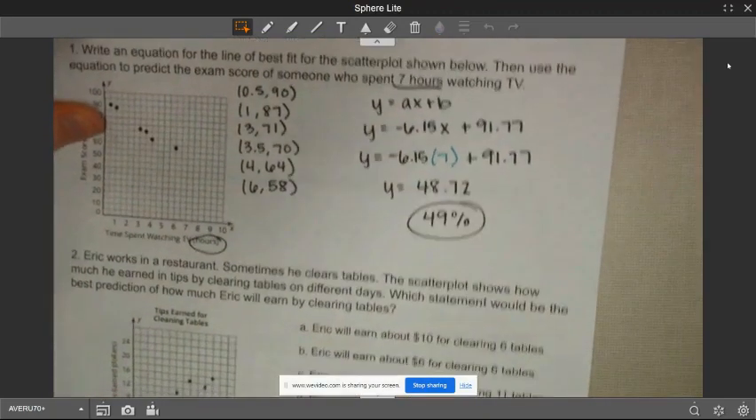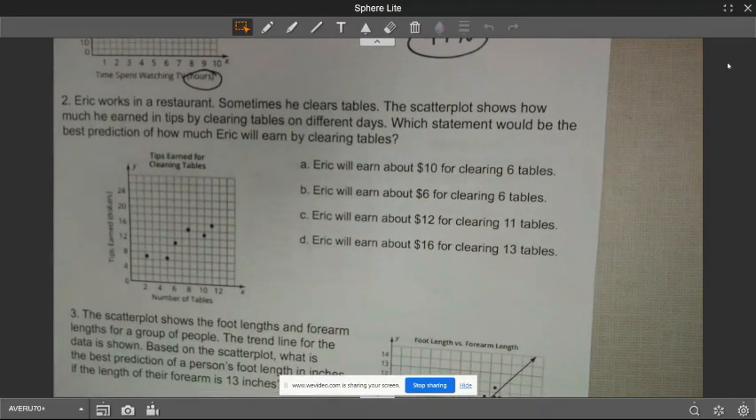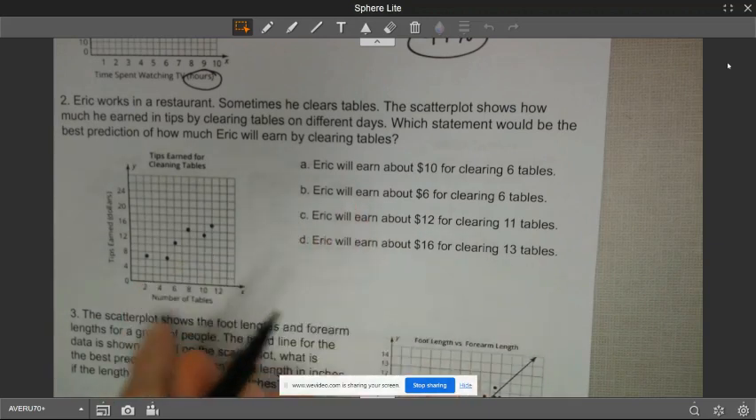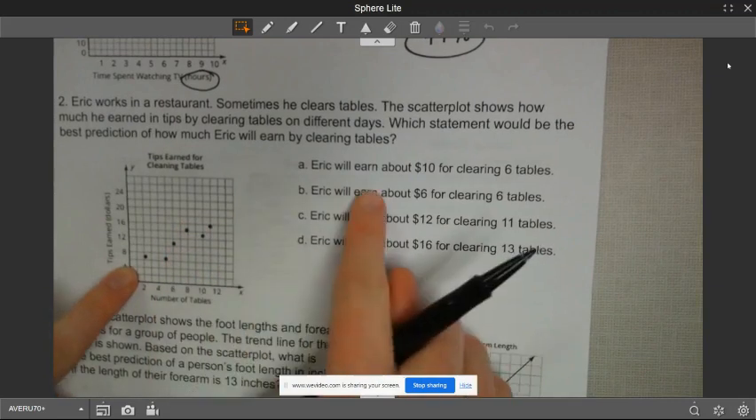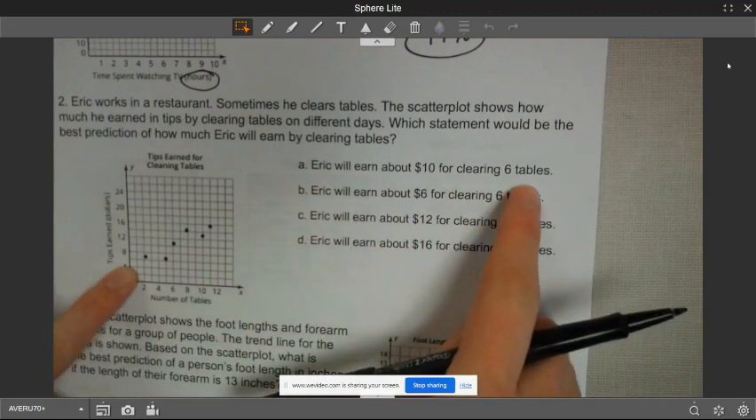All right, our second question here, it says Eric works in a restaurant. Sometimes he clears tables. The scatter plot shows how much he earned in tips by clearing tables in different ways. Which statement would be the best prediction for how much Eric would earn for cleaning tables? Well, let's first see if any of these points are actually on the graph. Eric will earn about $10 for clearing 6 tables.